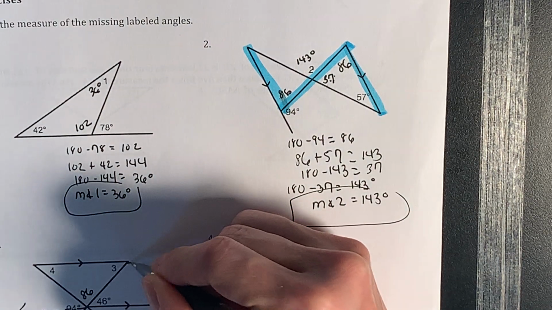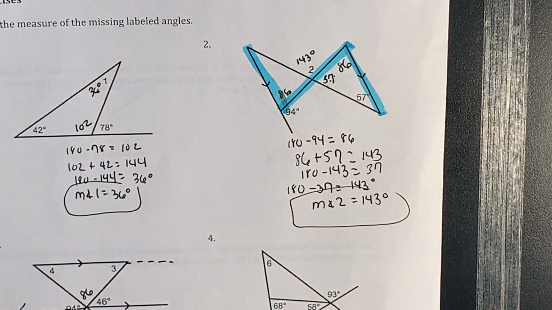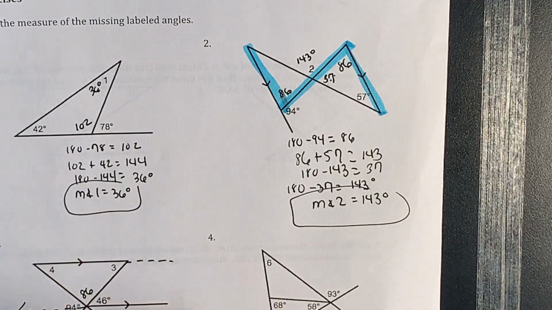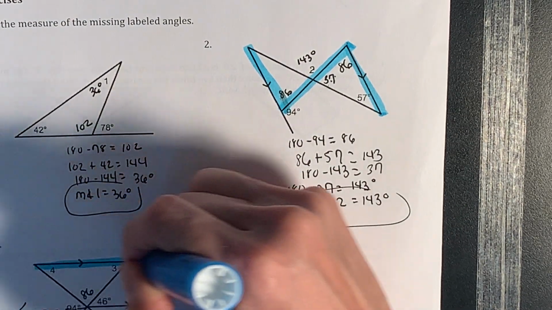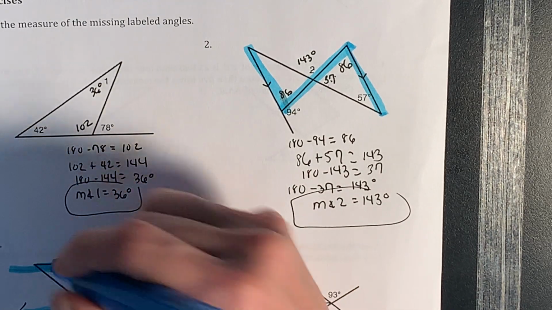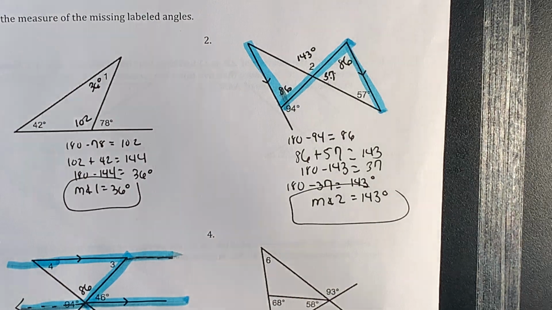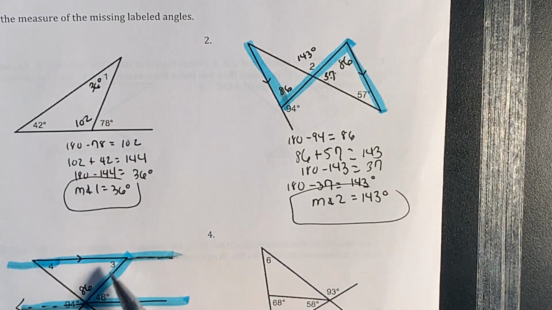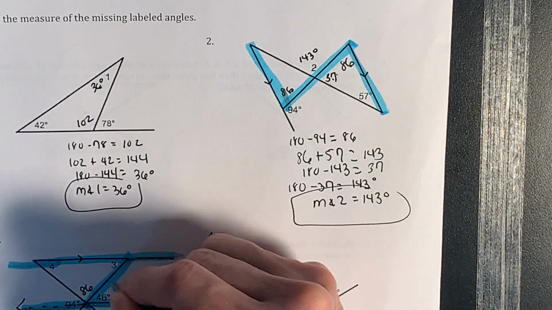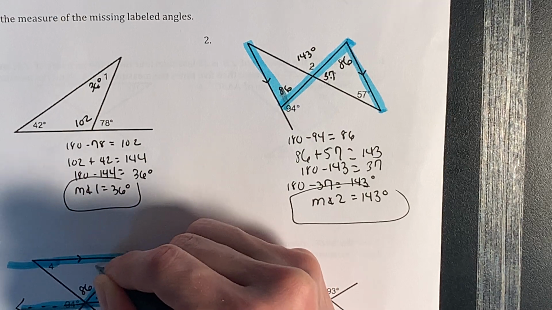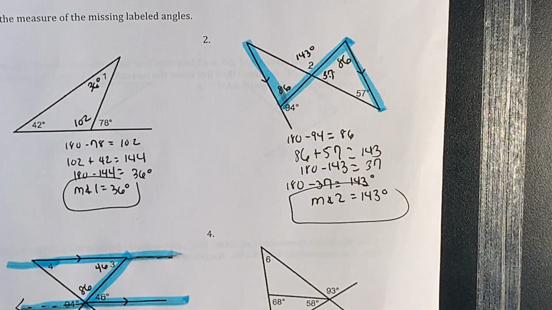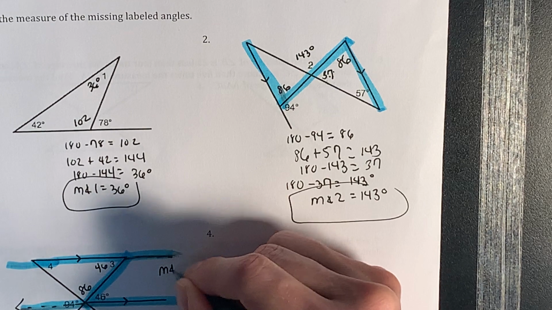Okay, next step. If you extend this line out, which you're allowed to do, remember these two are parallel, and I have a transversal. If you notice, I have a pair of alternate interior angles with 46 and 3. Alternate interior angles are equal, so the measure of angle 3 must be 46. So there's one of our answers.